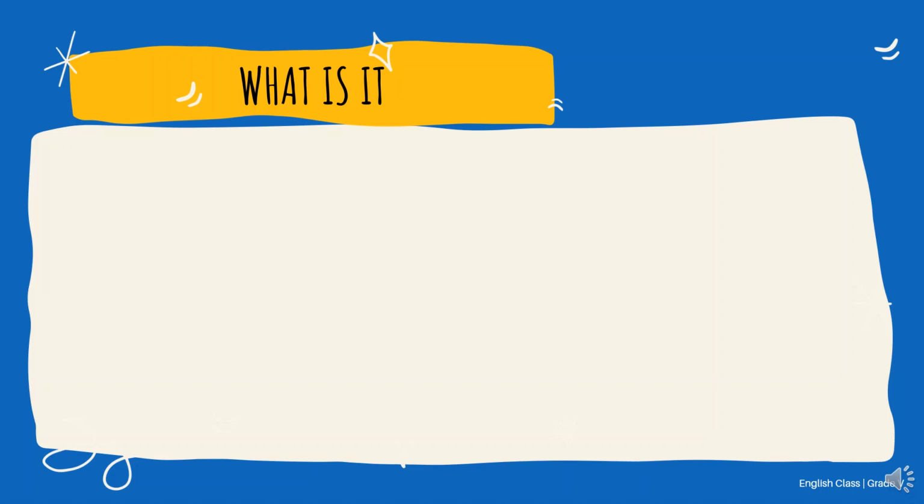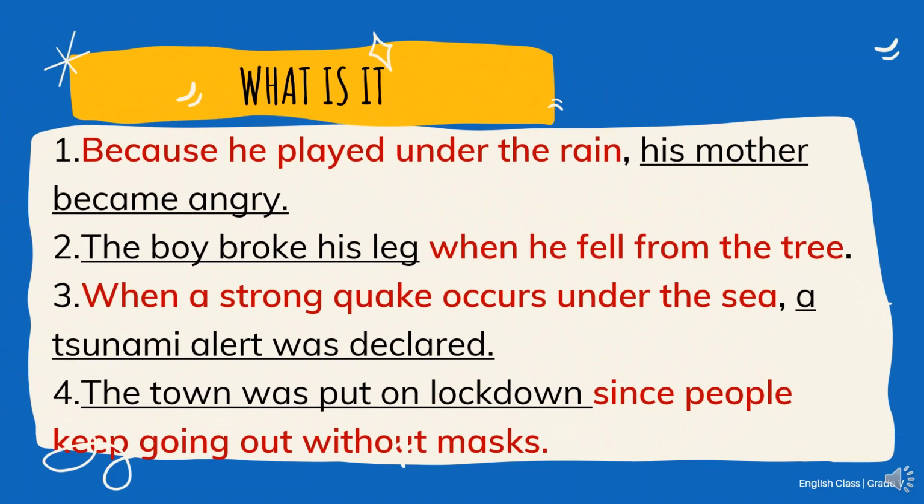Now let us study the sentences which you already encountered in the previous activities. Number 1. Because he played under the rain, his mother became angry. Number 2. The boy broke his leg when he fell from the tree. Number 3. When a strong quake occurs under the sea, a tsunami alert was declared. Number 4. The town was put on lockdown since people kept going out without masks.